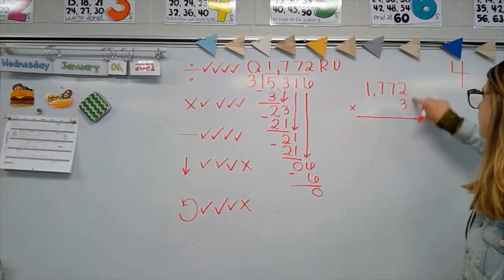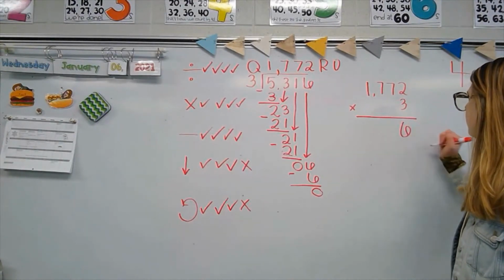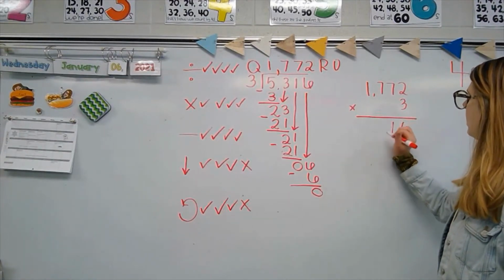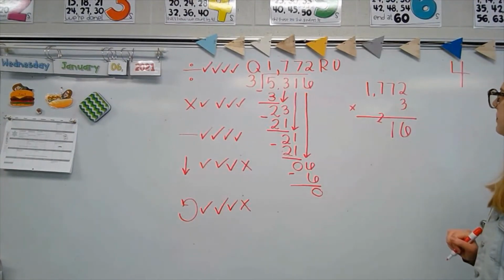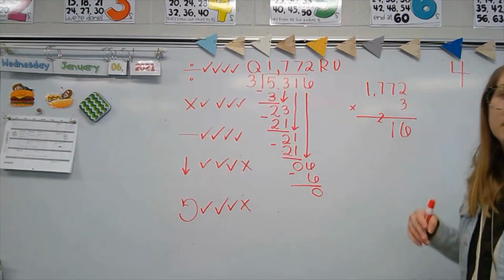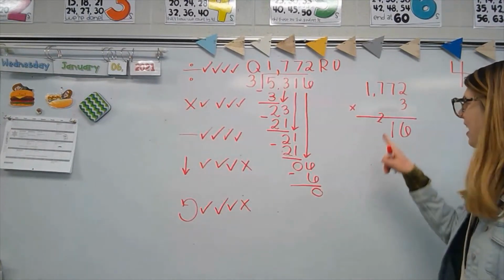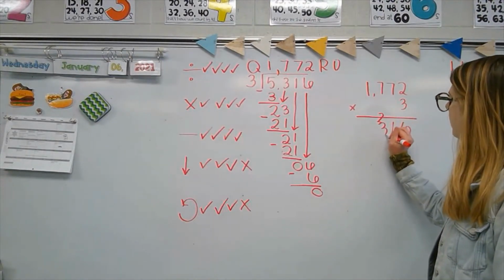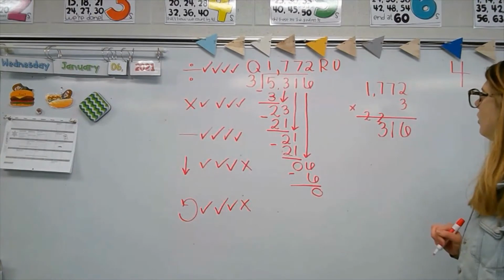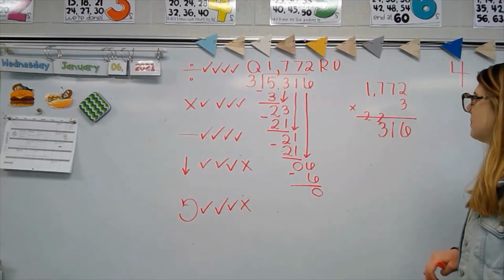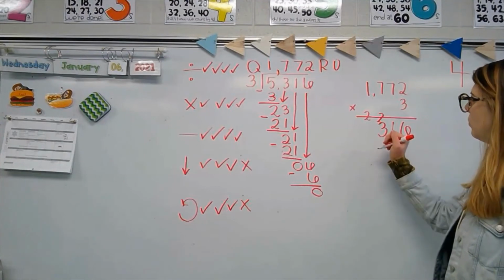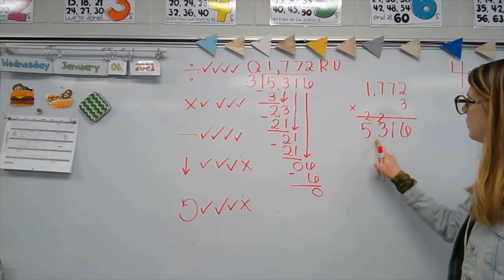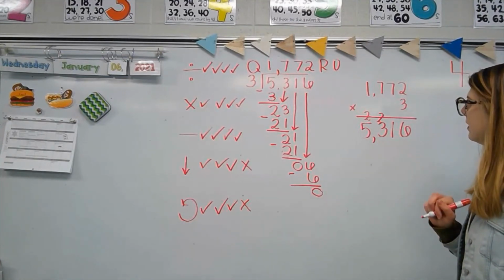Starting with the ones, 2 times 3 is 6. 7 times 3 is 21. I'm going to leave the 1 and carry over the 2. 7 times 3, again, is 21, but I have to add that extra 2. 22, 23. I'm going to leave the 3, carry over the 2 again. 1 times 3 is 3, plus 2 more is 5. 1, 2, 3, whee! All right.